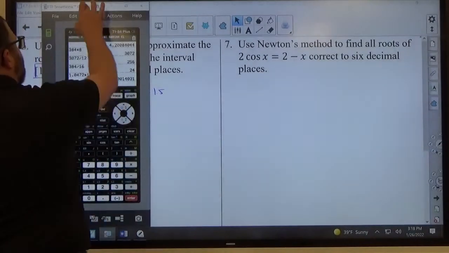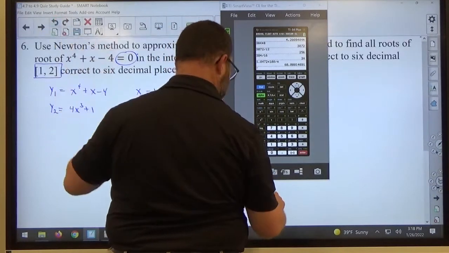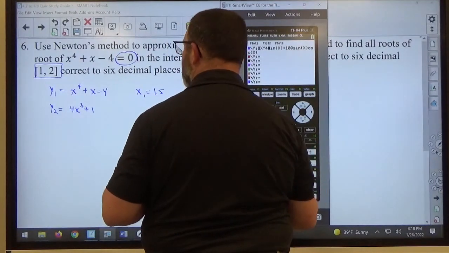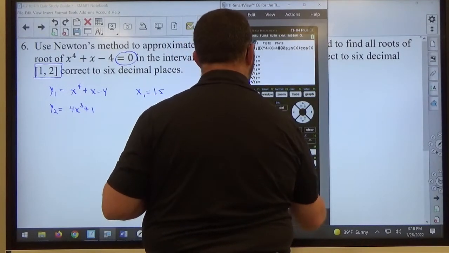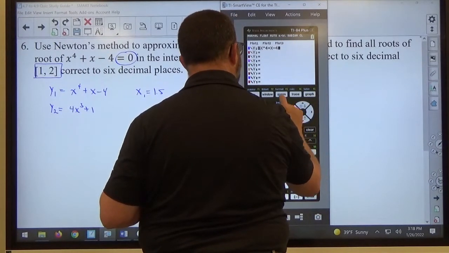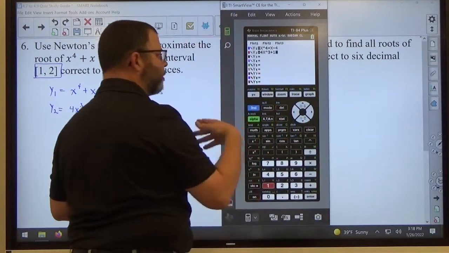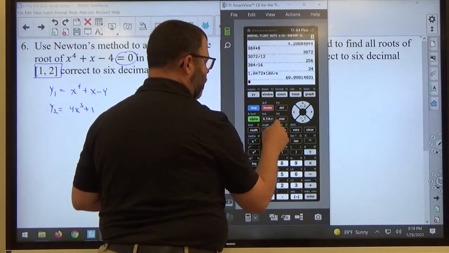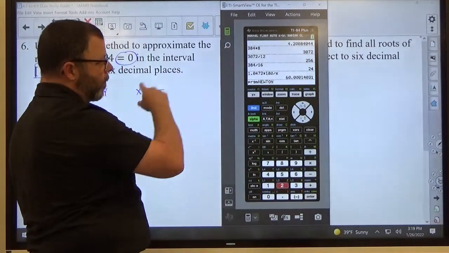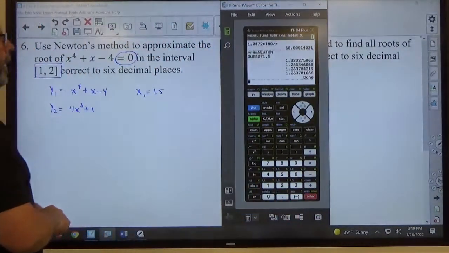So if I just grab my calculator, I'm going to enter y1 and y2. So y1 is x to the 4th plus x minus 4. I delete all the stuff that's in there though. And 4x to the 3rd plus 1 is y2, the derivative of y1. And I'm going to run the Newton's method program. All we need is y1 and y2, the function we're trying to solve and its derivative, and we need to know where our guess is, which I'm guessing 1.5. And we let the calculator evaluate it down.